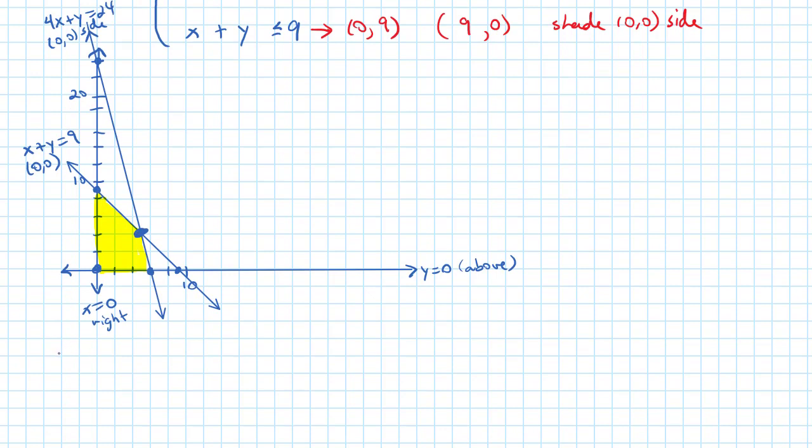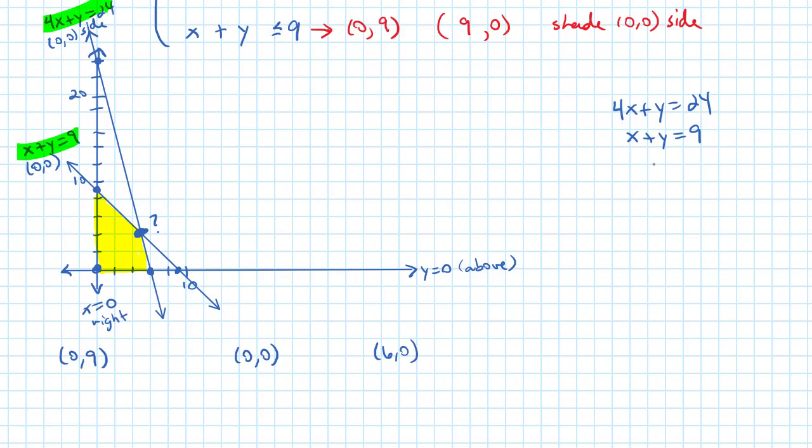So the vertices are 0, 9. The bottom left corner is 0, 0. The bottom right corner is 6, 0. And we need to figure out this guy. So this guy is where the 4x plus y equals 24 line intersects the x plus y equals 9 line. So I need to find the intersection of these two lines by solving this system for x and y.